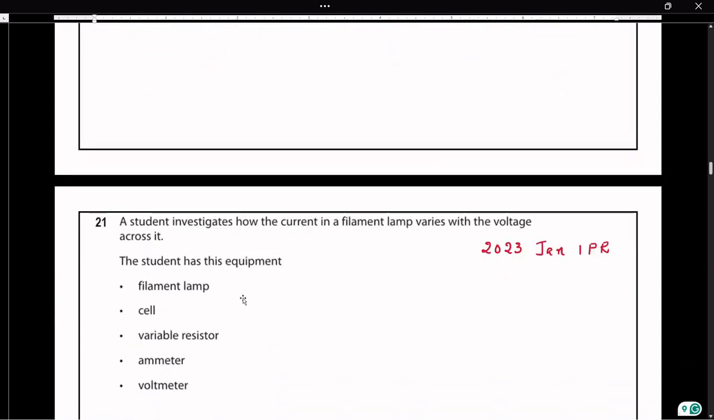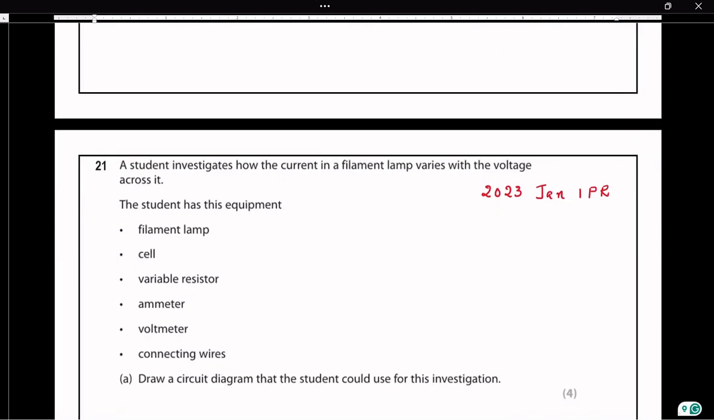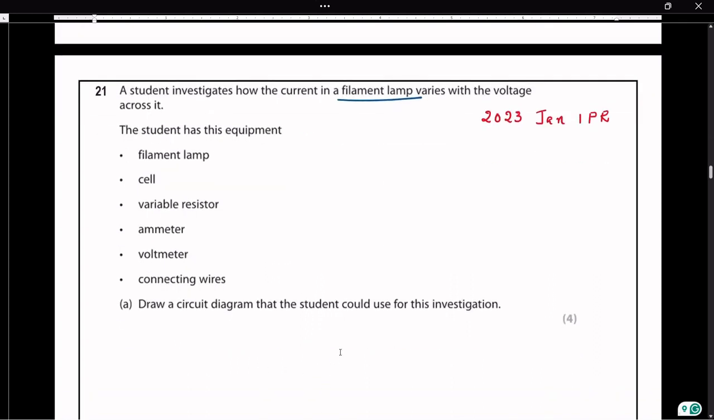Now, the next part of the question is, a student investigates how the current in a filament lamp varies with the voltage. So there is a filament lamp. Then draw a circuit diagram that the student could use for this investigation. We need a filament lamp.